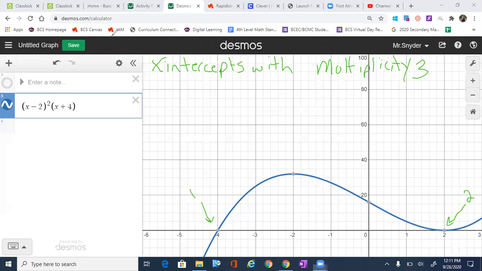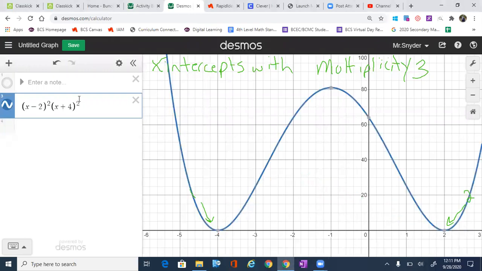And of course, we can continue to change that. We can say, okay, well, there's a multiplicity of 2. Now we have both of them as a multiplicity of 2. And you can tell that because they are parabolic in nature. However, what happens when we have a multiplicity of 3? So let's just switch some things up and check it out.